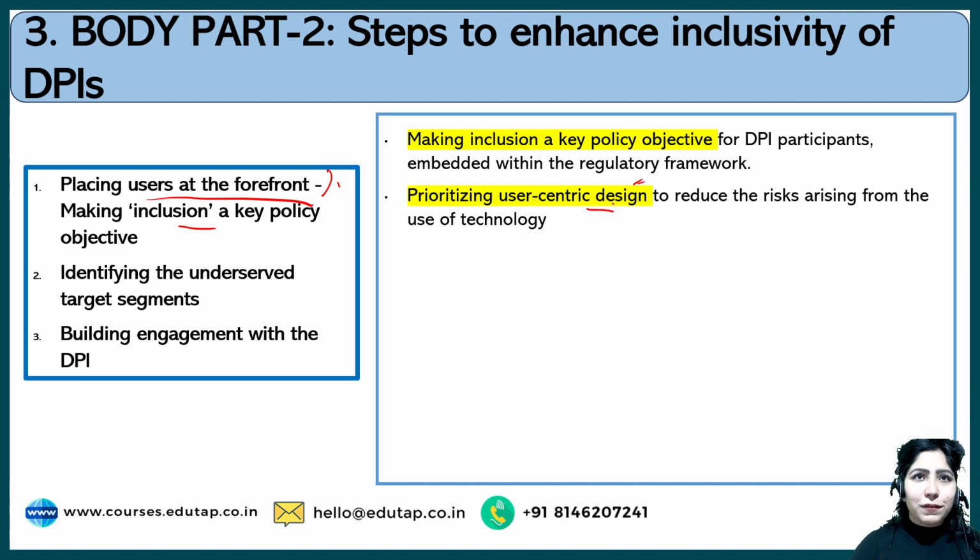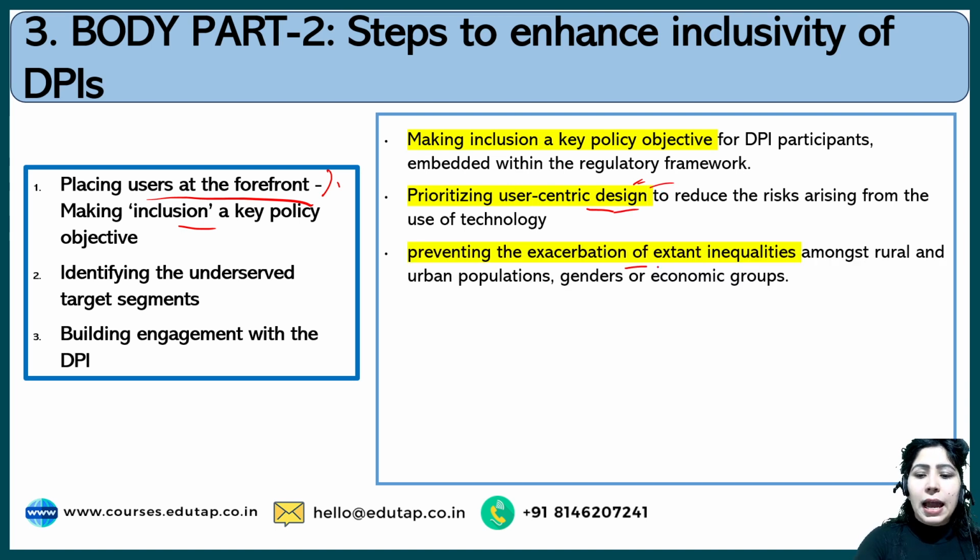If you have faced that problem, the previous generation finds it very hard to operate even basic, simple apps like UPI because there are so many things. So user-centric, user-friendly design is the need of the hour. And any design that you develop should not increase existing inequalities. For example, there is a big digital divide between rural and urban populations. So prevent existing inequalities between genders, economic groups, and rural and urban populations.